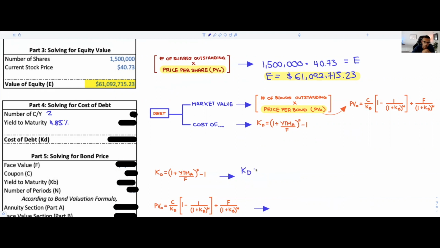So KD is equal to 1. I can't even do basic math in my head right now, but I'm going to say 4.85%. That's like 42.5. Should be something like that. The power of 2 minus 1. That should give us a KD. If I plug it in here, that's going to be equal to the following.